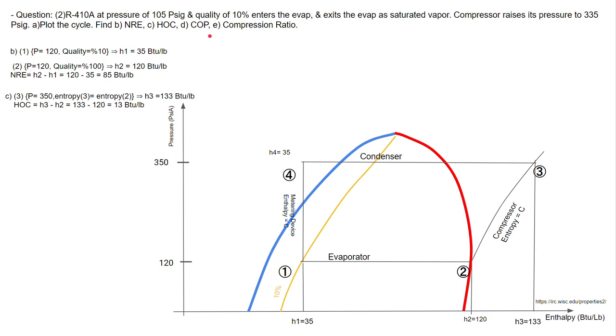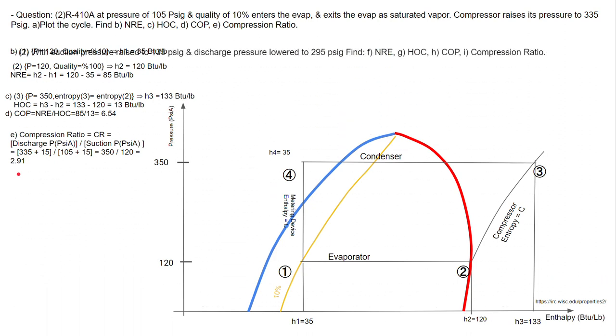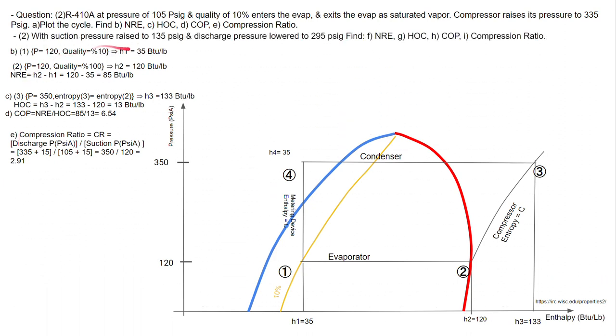The next part is asking for COP, or coefficient of performance, which is the efficiency of the cycle. COP is the ratio of NRE divided by HOC. So 6.54 is the coefficient of performance of the cycle. The next part asks for compression ratio, which is the discharge psia divided by suction psia, and it is 2.91.